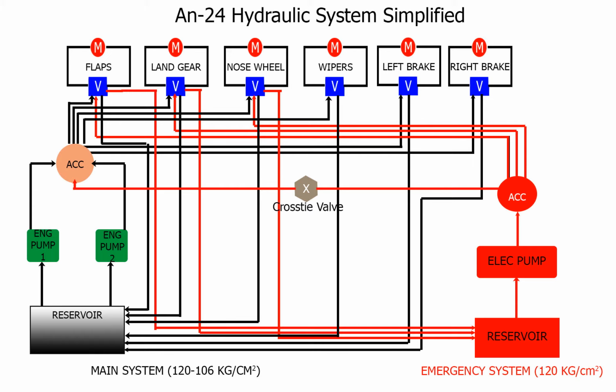one. The An-24 has two hydraulic buses, a main bus and an emergency bus. Normally the main bus will operate the hydraulic devices via the motors and valves of those devices, which are labeled M and V for each device respectively. As you can see on the top, some of these devices are the flaps, the landing gear, the nose wheel steering, wipers, left brake, and right brake.